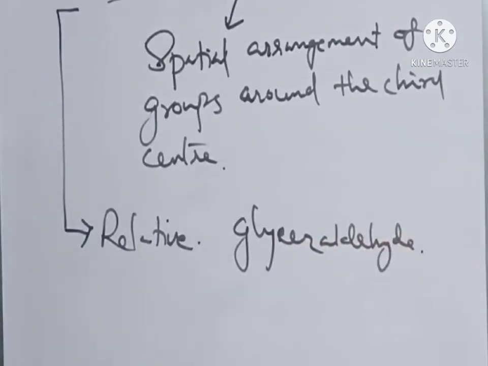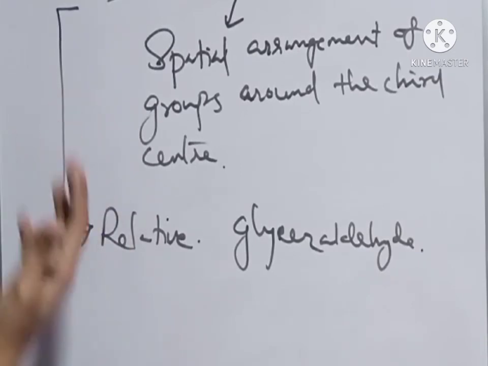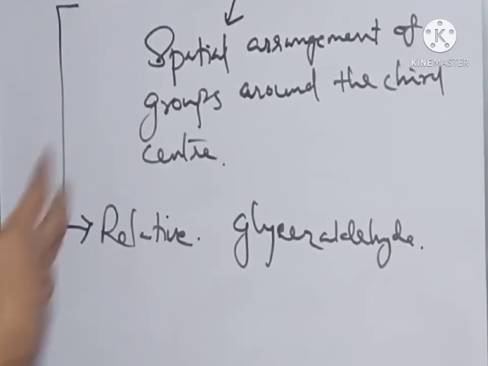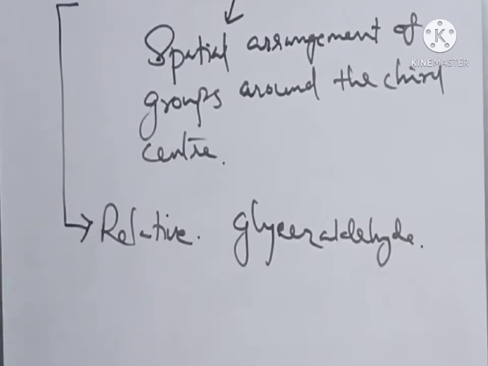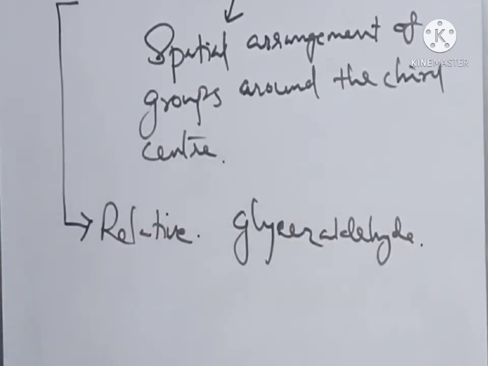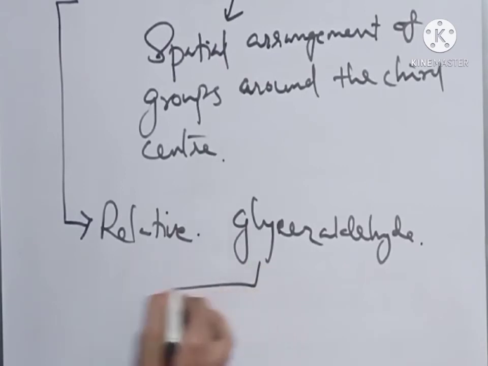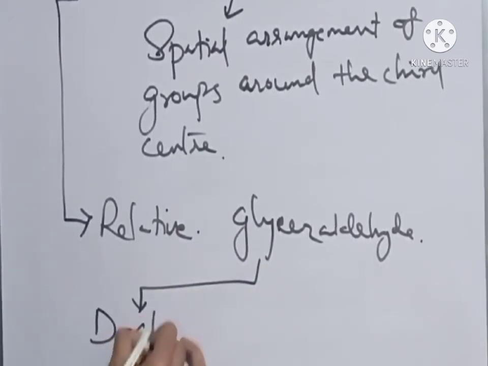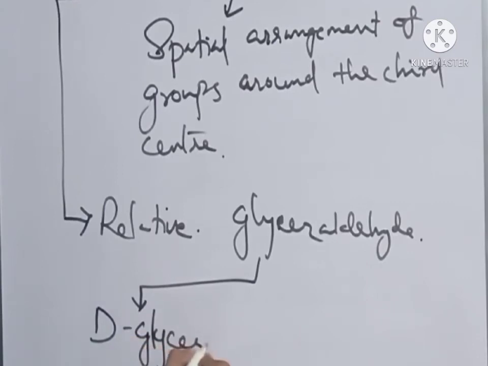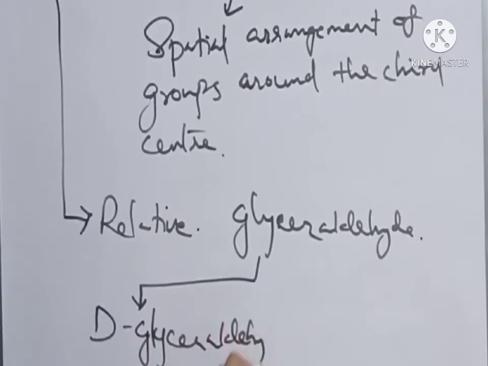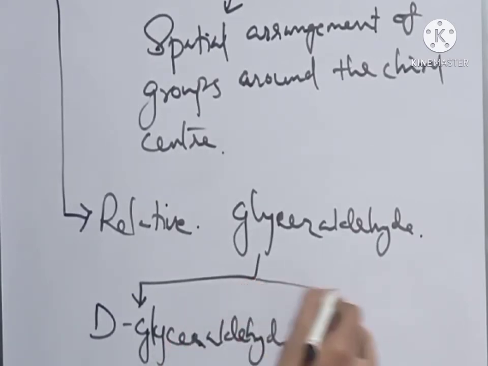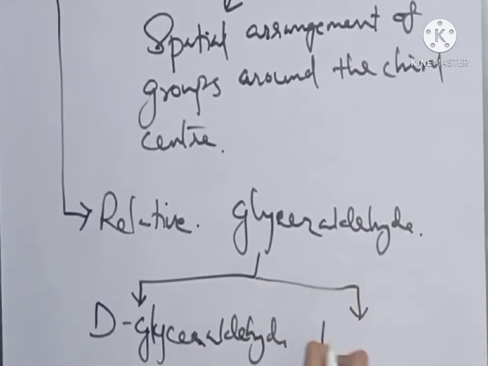That is, we are representing the configuration of the given molecule or the given stereoisomer by comparing the isomer with the glyceraldehyde. That is, comparing the isomer either with the D-glyceraldehyde or with the L-glyceraldehyde.